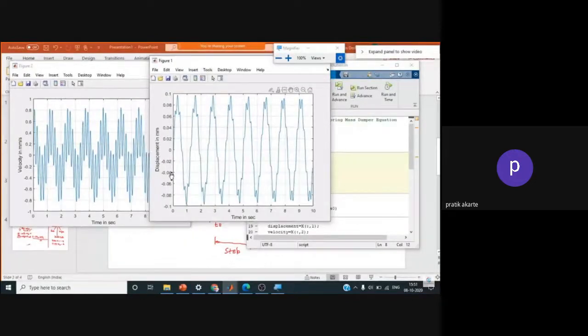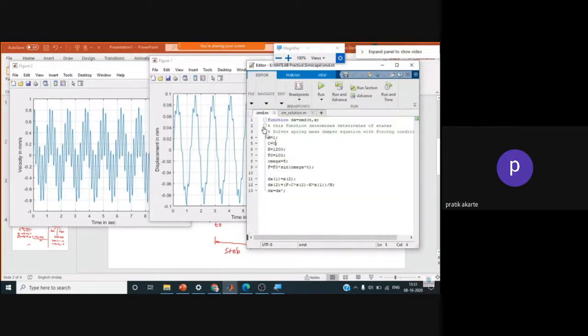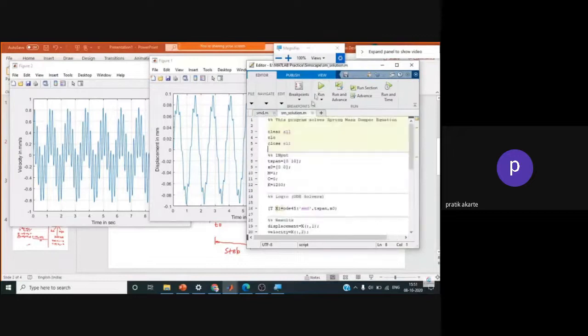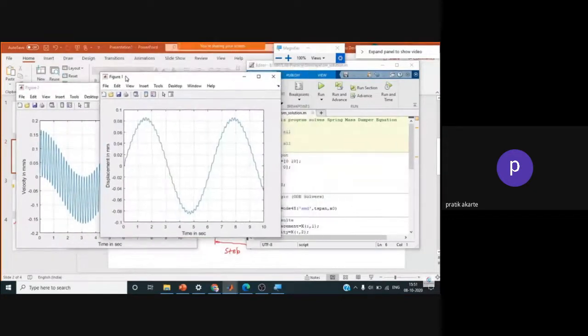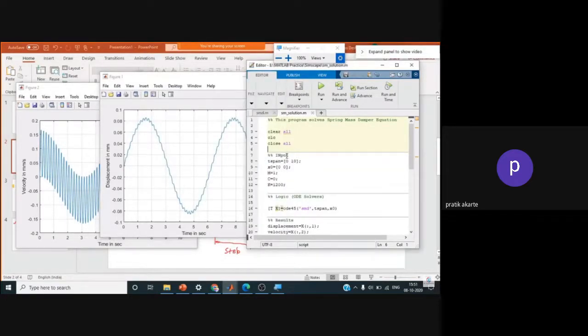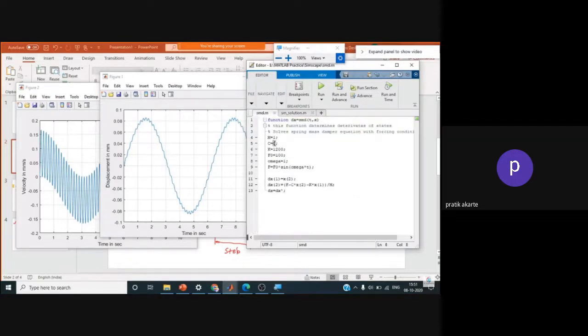This is the displacement profile. Now I will change something more. Instead of 5, I will provide maybe 1 as the frequency, and then simulate this. This is what we call the transient response. And if I provide damping, a very small damping, and an omega equal to 5 or so.